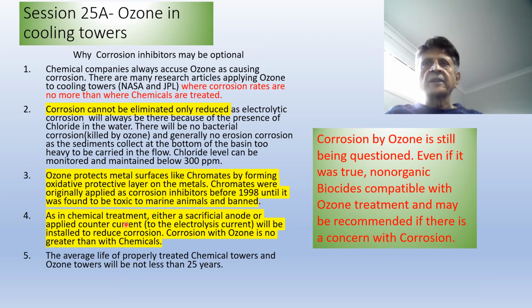As in chemical treatment, either a sacrificial anode or an applied counter current to the electrolysis current will have to be installed to reduce the corrosion. Corrosion with ozone is no greater than corrosion with chemicals. The average life of properly treated chemical towers and ozone towers must not be less than 25 years for economic reasons.